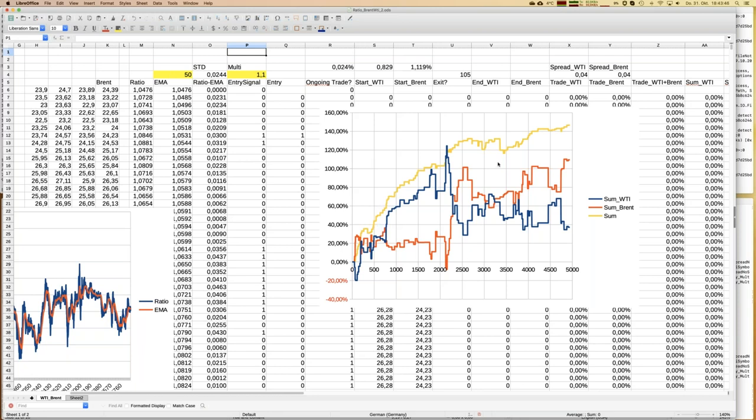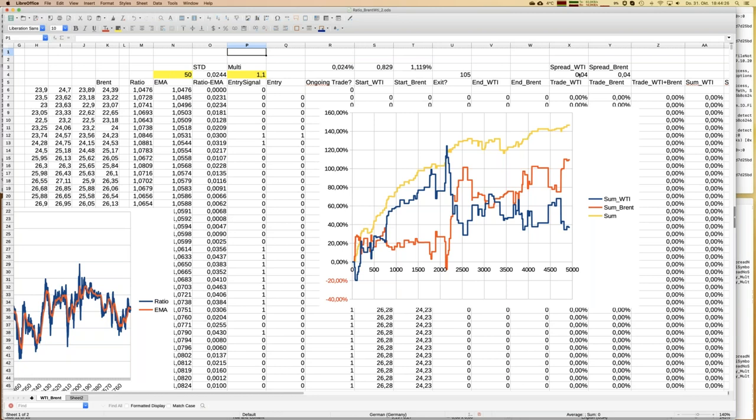I first have here the trades in percent because it's easier to calculate. And what we have in this case, we have 105 trades with those two numbers, and we have the individual equity for the Brent and the WTI. But the individual equity doesn't count. What we really want to have is the sum. And this one is the yellow line. And you see, we get a steady line going north. Hey, it's not that bad.